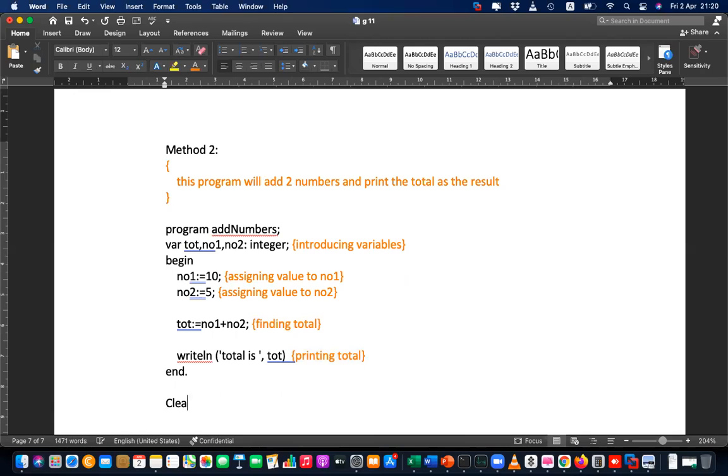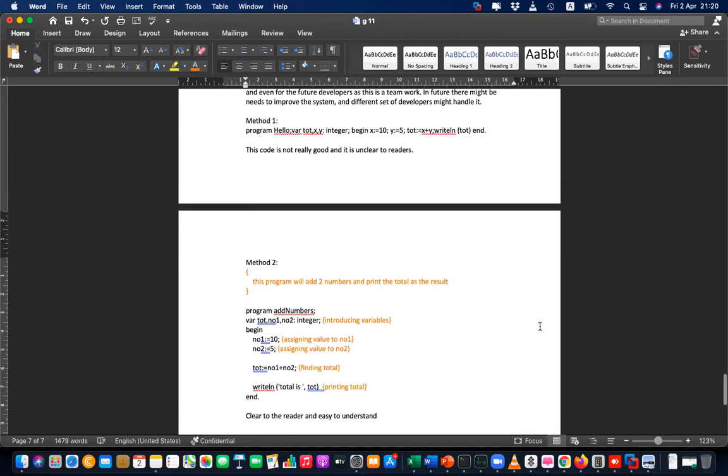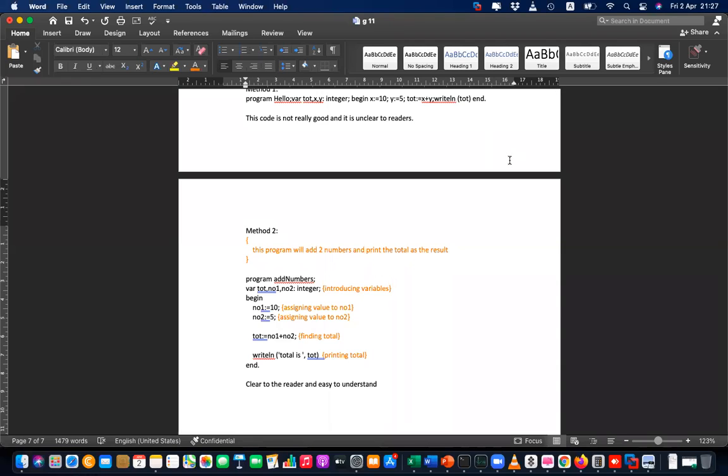Clear to the reader and easy to understand. That is the advantage of the second method. So please write both method 1 and method 2, and explain the issue. Show the issue. Okay, the remaining part I'll explain one by one, which is there in the book. I can explain the same.